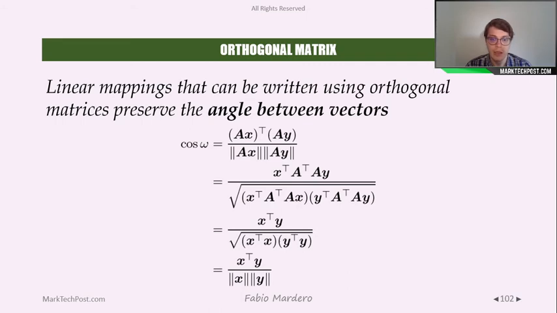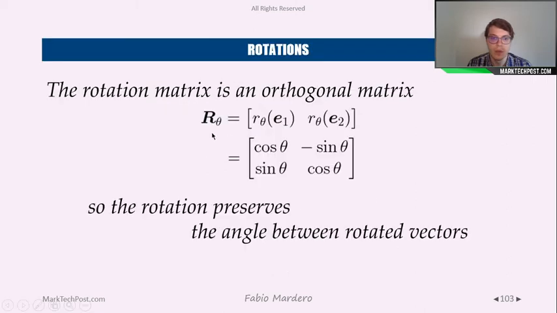In particular, we can show that for an orthogonal matrix, not only the lengths are preserved, but also the angle between the vectors. The computation is very similar to what we did in the previous slide, and it simply holds that the cosine of omega of the transformed vectors is equal to the cosine computed between the original vectors. Again, we can say that the rotation matrix, since it is an orthogonal matrix, preserves the angle between the rotated vectors.